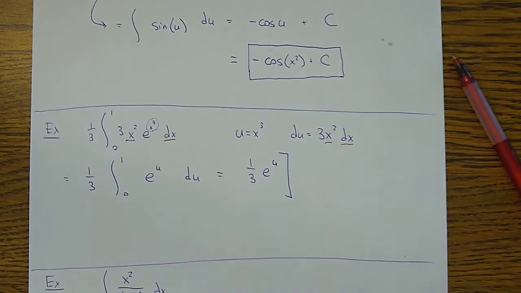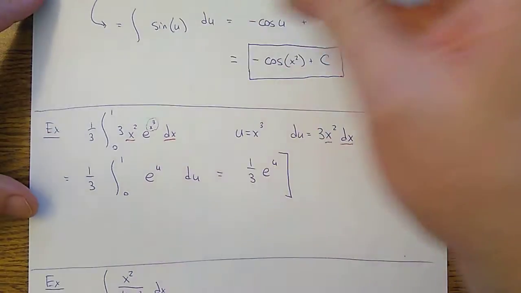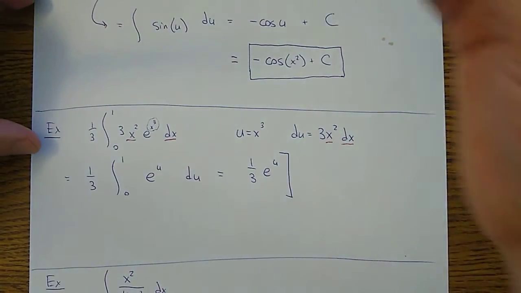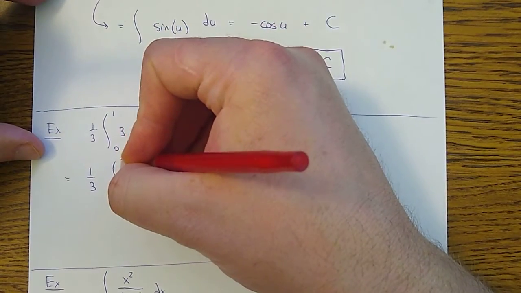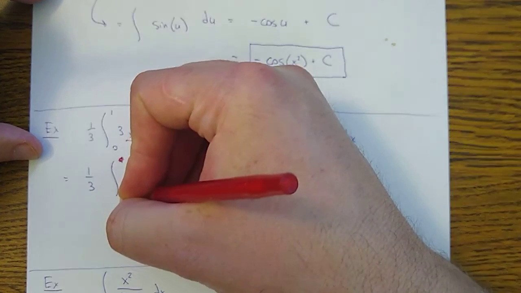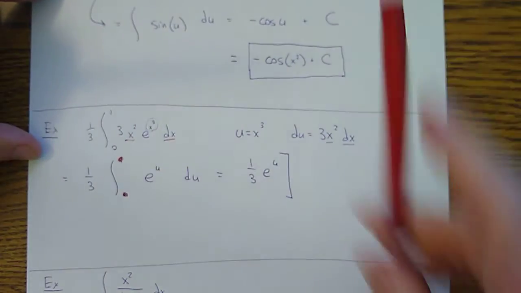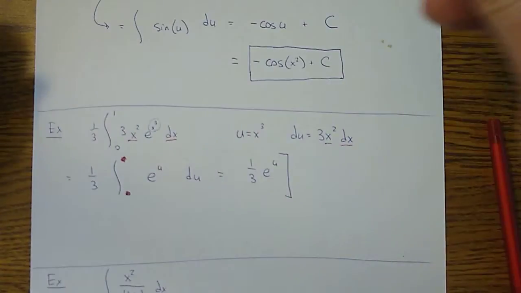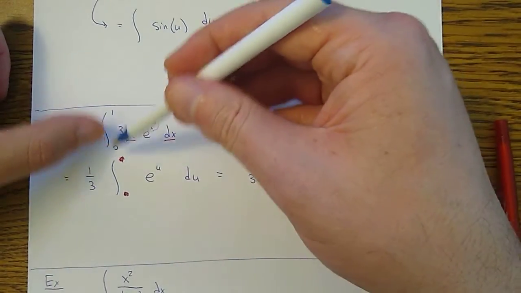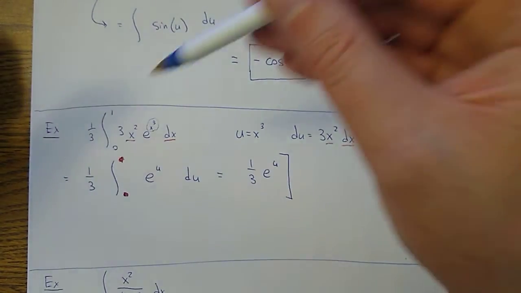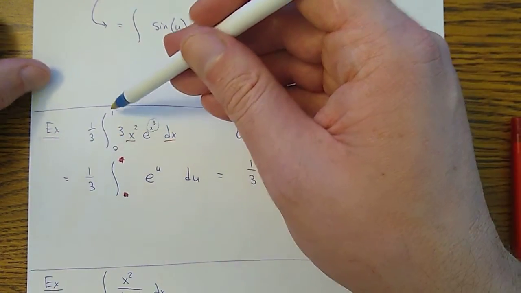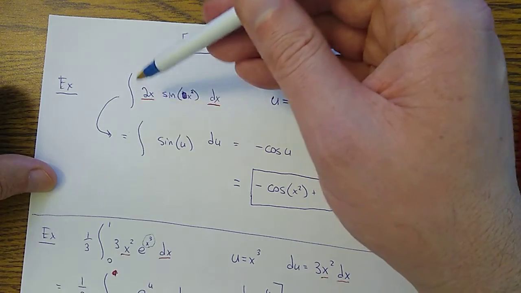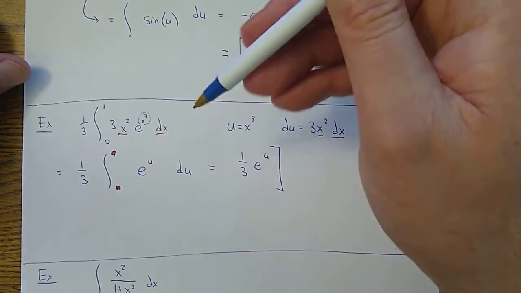Oh, whoops, I forgot something. I shouldn't have written these numbers. This is a definite integral. It has numbers on the bottom and top. The last one was an indefinite, so we didn't have this issue. This one is a definite integral.